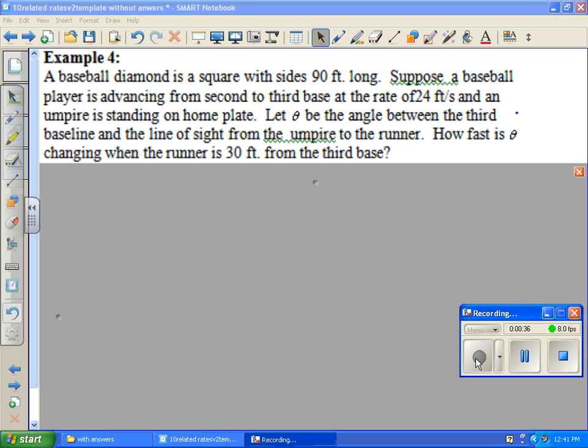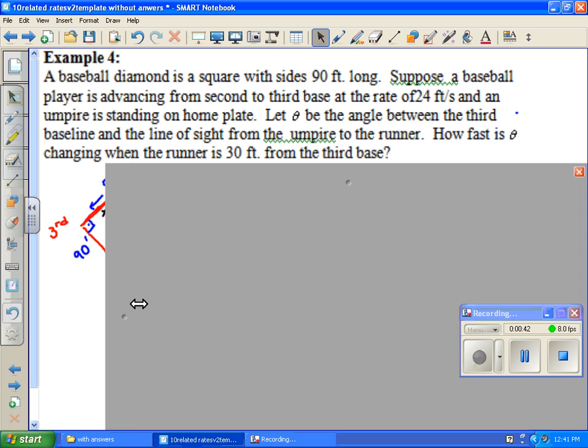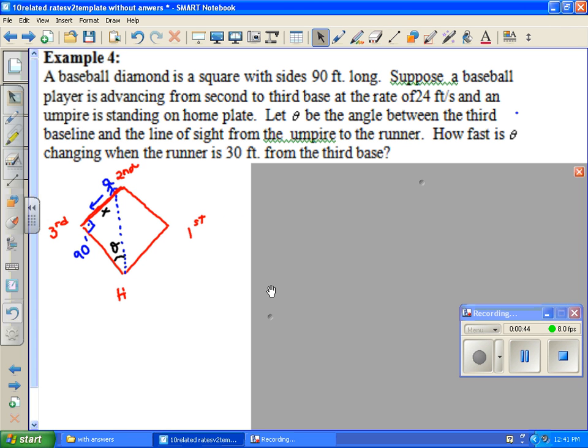All right, so hopefully you have done that. You have given a try. And let me start with the picture. So we have a player running from the second base to the third base. We call the distance from the player to the third base as distance x. We have marked the angle theta, and one side of the baseball diamond is 90 feet. That's also marked on our picture.